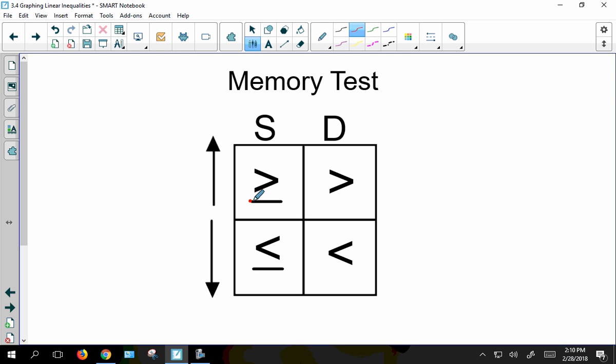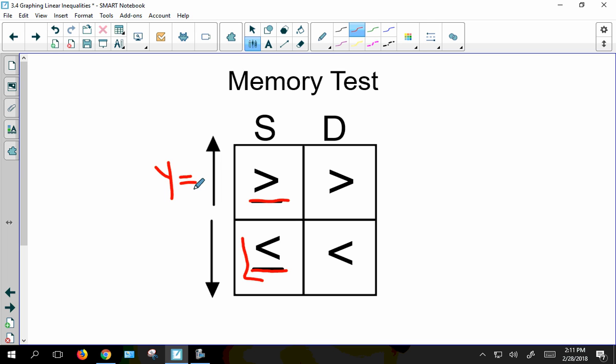If it has a line underneath, you do a solid line. That's pretty simple to remember. Solid line underneath the monster, you use a solid line. No line underneath the monster, you use a dotted line. If it is less than, you shade below. If it's greater than, you shade above.